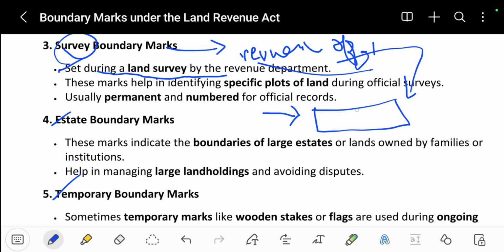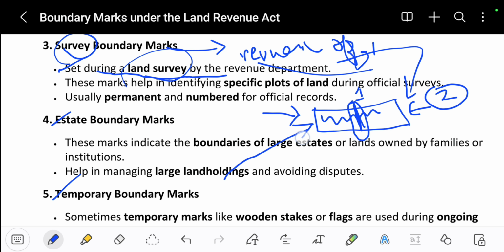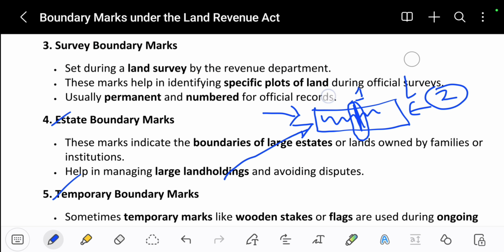When they visit a land and find out that this is not a big piece of one person's land, but that it is owned by two parties or two owners, the revenue officer will make a big partition between the land so that the owners can be divided. This type of division done by the land revenue officer is known as survey boundaries.